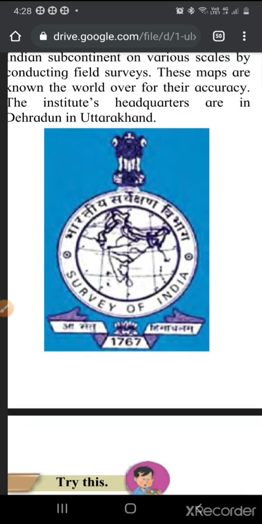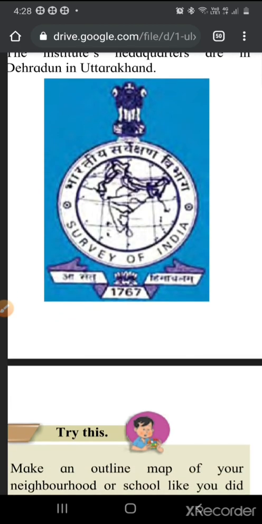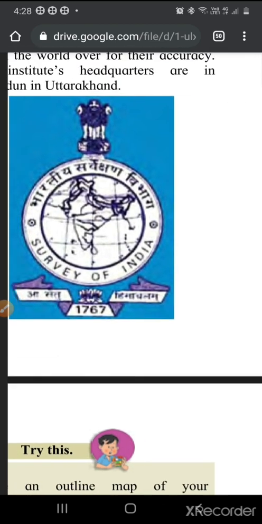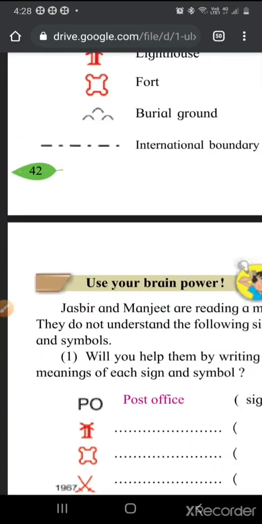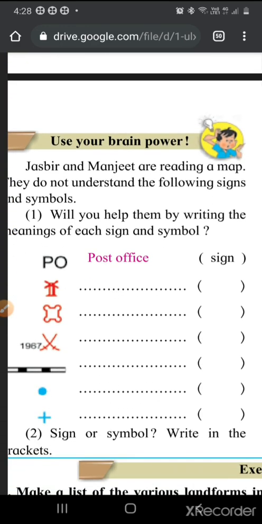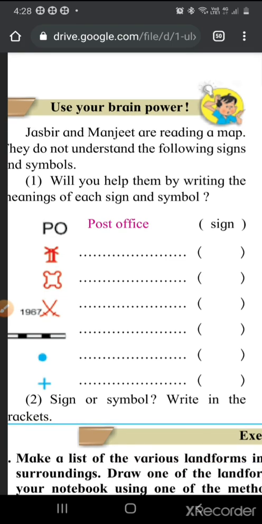Then come to the next page. Use your brain power. Here they have given us some, as an activity, they have asked us to write the name of this symbol, full form of the symbol. Jasbir and Manjeet are reading a map. Yes, these 2 kids are trying to learn maps and they do not understand the following signs and symbols. Will you help them by writing the meaning of each symbol? Of course, we will help them. The first one is done for us.